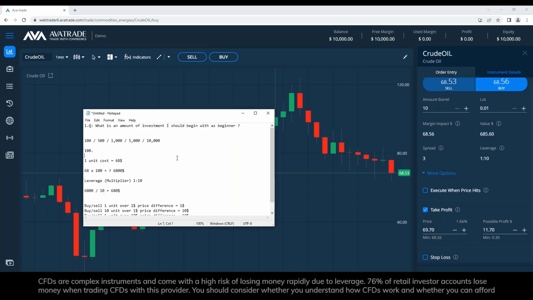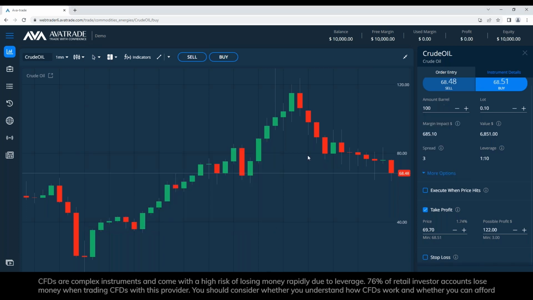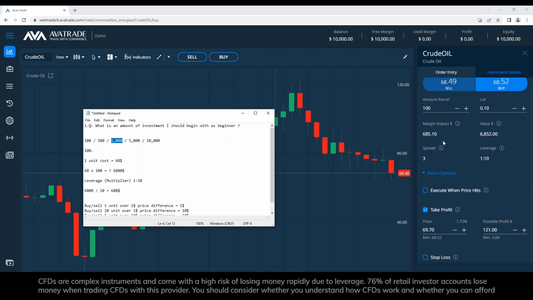In other words, what more money allows us to do is to take a bigger position. A bigger position means that I can make more profits on the same movement. The other thing that it means is, for instance, if I put the same 1,000 that I had before with 100, and this costs 685.